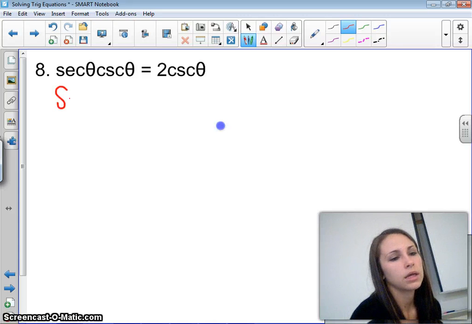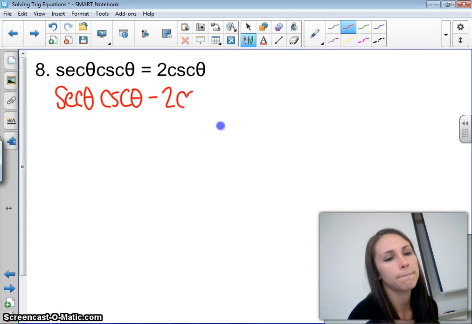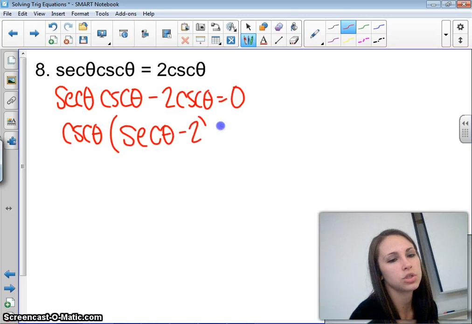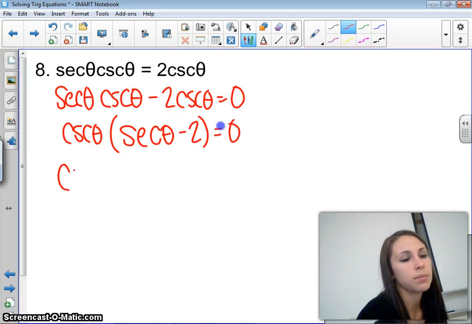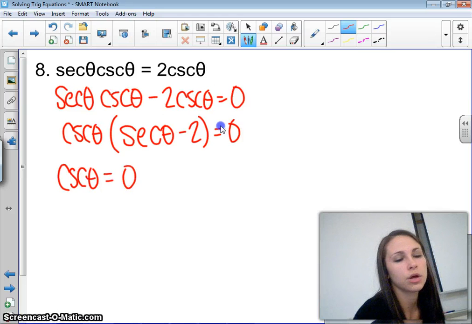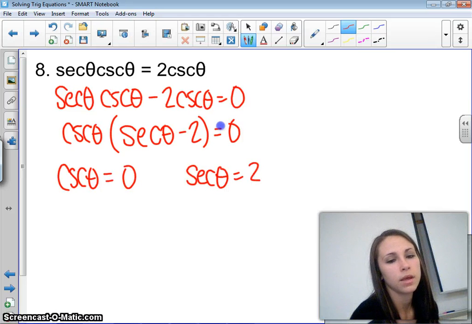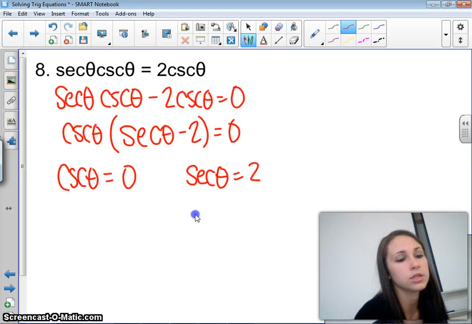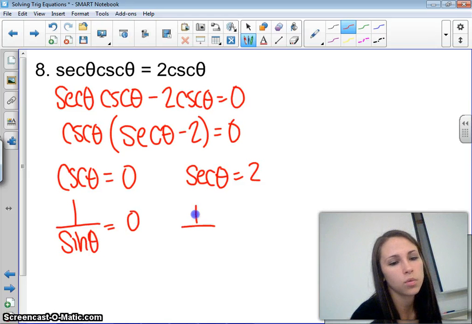I'm going to go ahead and subtract this cosecant, or this 2 cosecant over, and then that's going to give me something that I can factor a GCF out of. So cosecant, and then that'll leave me with secant minus 2 equals 0. So I'm going to set both of these equal to 0. And then because they're secant and cosecant, it's easier for me to change this to sine and cosine and solve like that. So this is 1 over sine equals 0, and 1 over cosine equals 2.